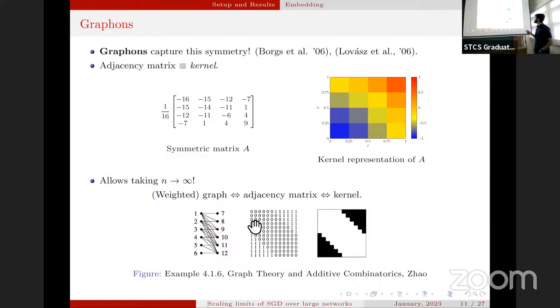You can create kernels out of a matrix just by rescaling the spatial dimensions, the i's and the j's, to the unit square [0, 1]², and looking at it as an image or a function.